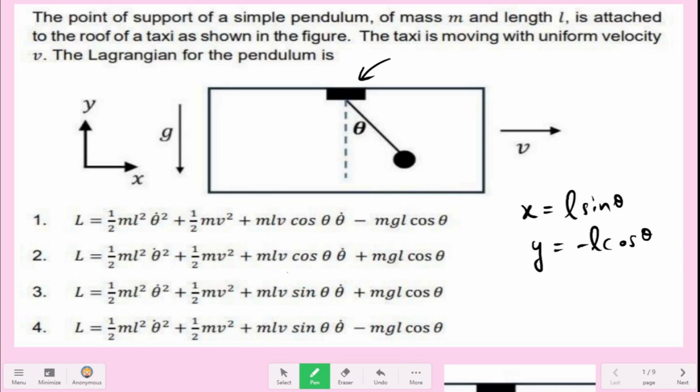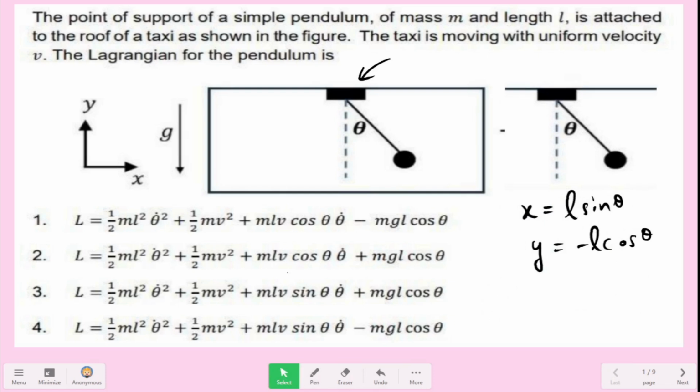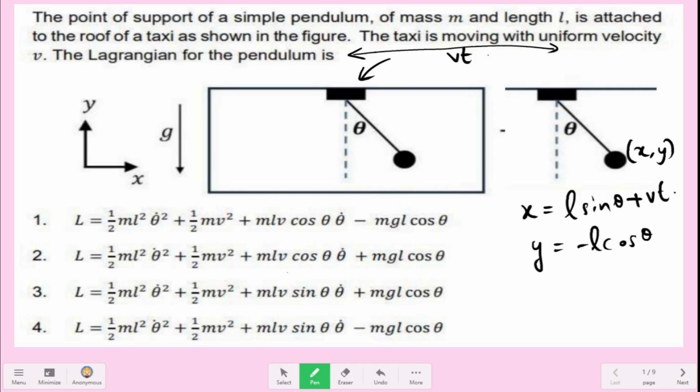So after some time the pendulum reaches here. After time t, the point of suspension moves a distance equal to vt. Therefore the x coordinate of the pendulum is no longer L sin theta itself, but we have to add vt as well. L sin theta is due to the oscillation of the simple pendulum and vt is due to the traveling of the taxi. Now we know the x and y coordinates. There is no change in the y coordinate because there is no motion in the vertical direction.